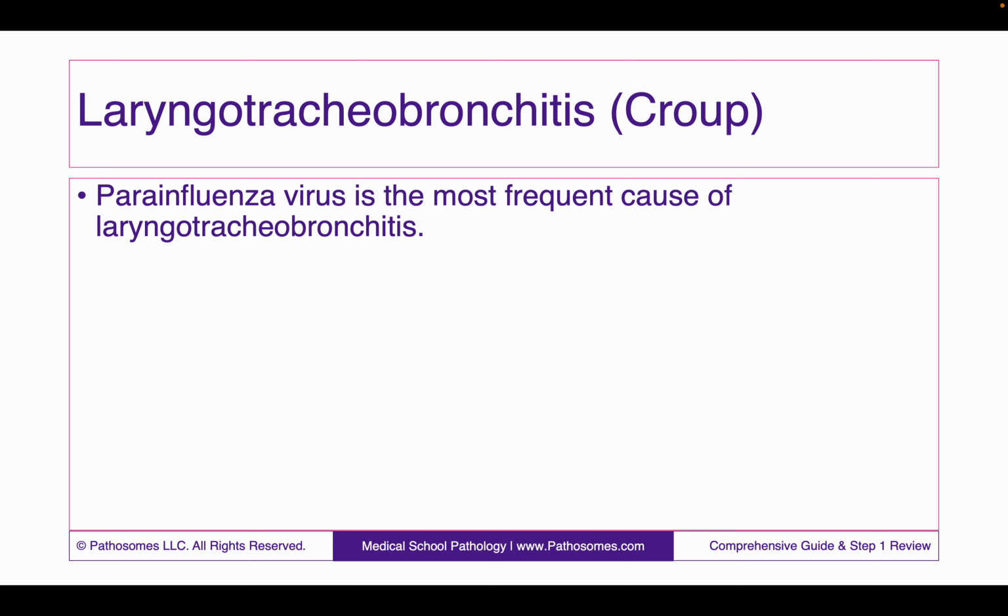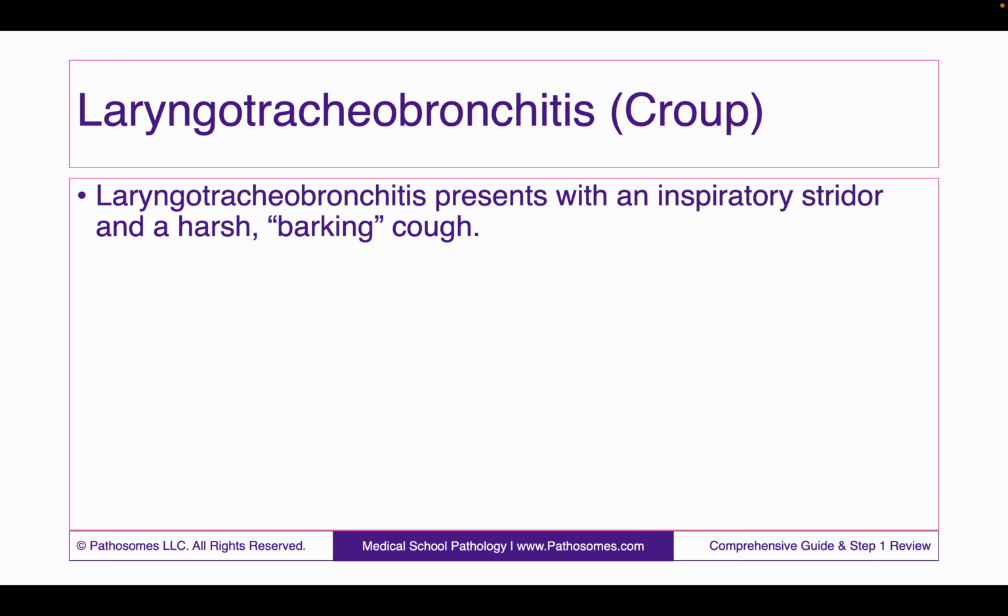Now, this condition is commonly caused by the parainfluenza virus. The parainfluenza virus is the most frequent cause of laryngotracheal bronchitis. Laryngotracheal bronchitis presents with an inspiratory stridor and a harsh barking cough.